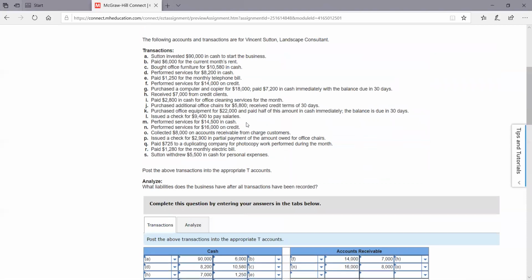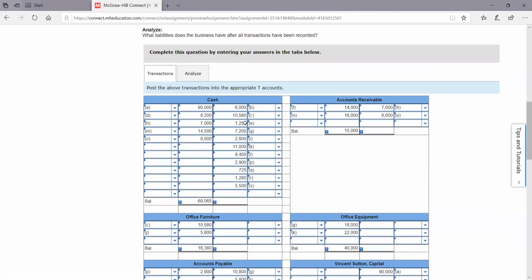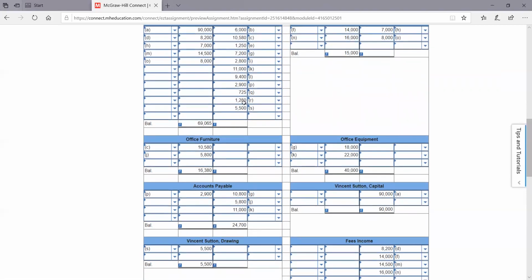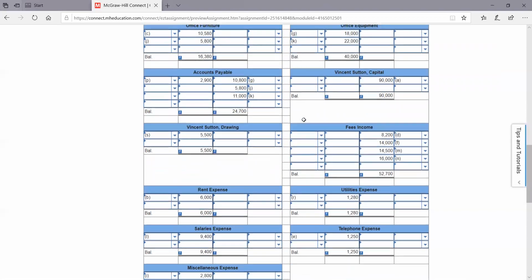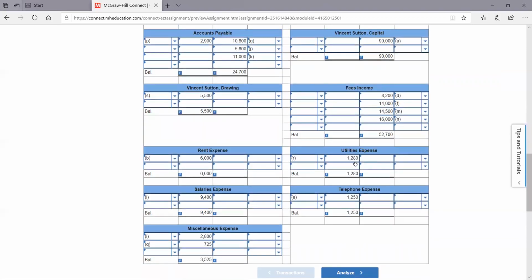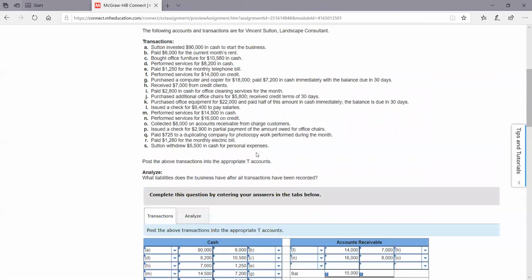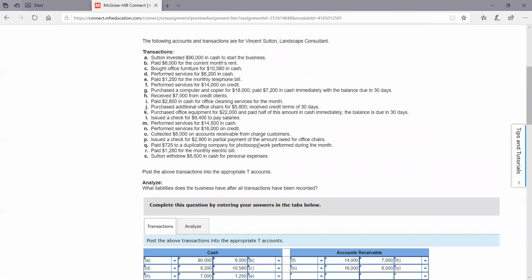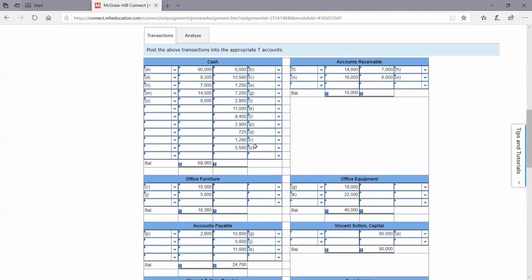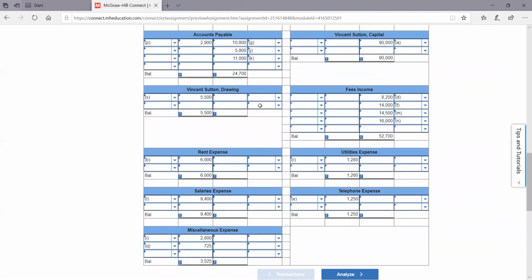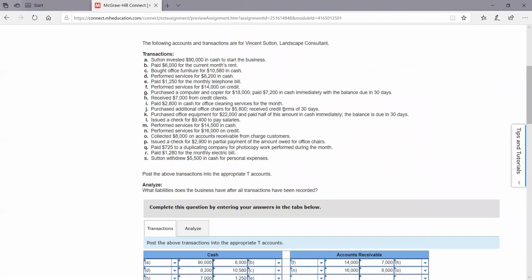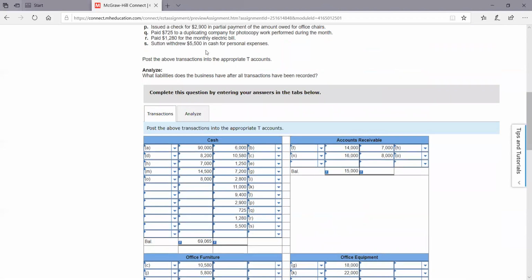That's Q. R says you paid the monthly electric bill $1,280, credit cash $1,280, debit most likely utilities expense. There it is, debit utilities expense $1,280. Letter R. Finally, letter S, they withdrew $5,500 in cash for personal use. So credit cash, and then your drawing account, there's your debit. And then also notice in this problem that you should be able to get the balances of each account. So make sure you know how to get that 69,050.